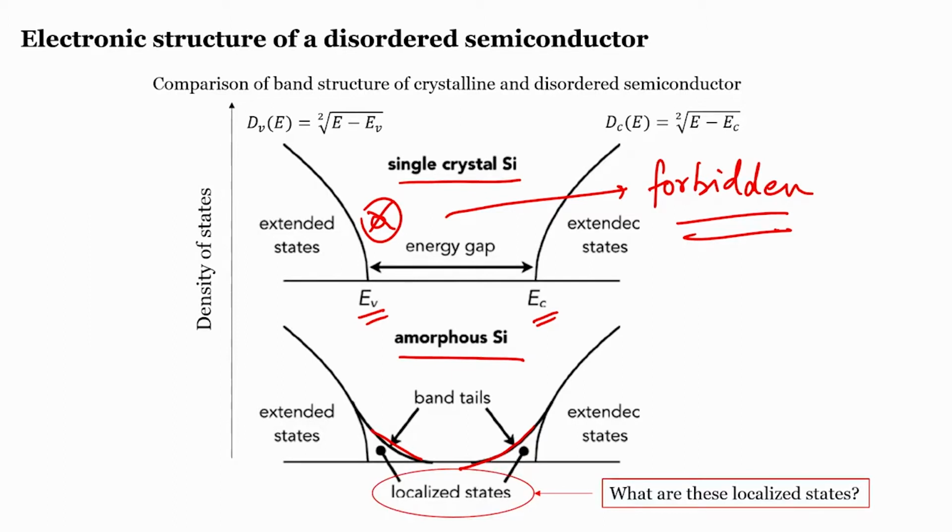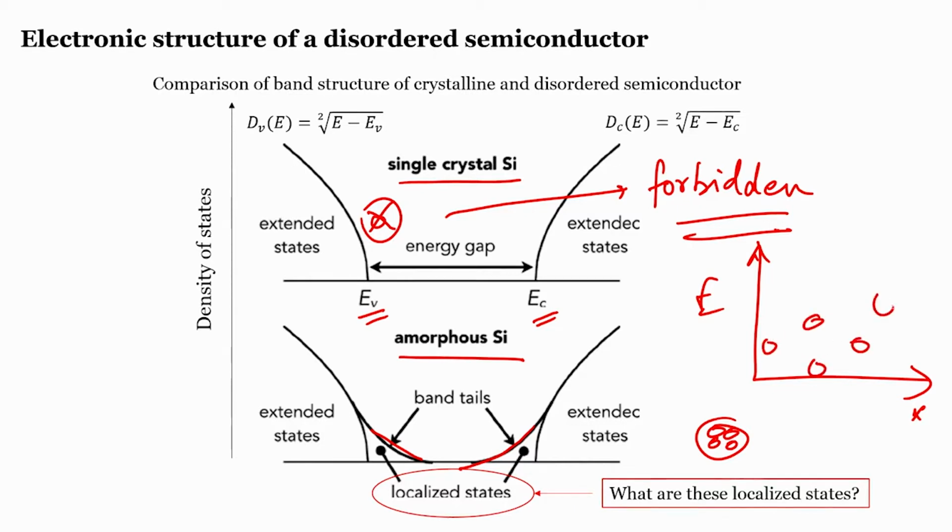And what are these localized states? These localized states are non-continuous patches with allowed levels of energy within the forbidden zone. You can imagine it in this way. Then we saw that if it is E versus X, within that you can have multiple energy levels within the forbidden zone, and these are all allowed states and they are not connected, and that's why they are called localized states.